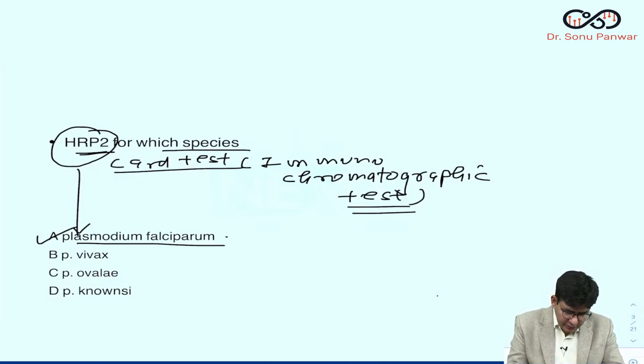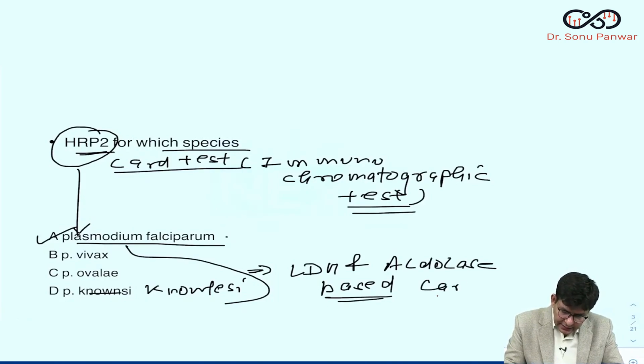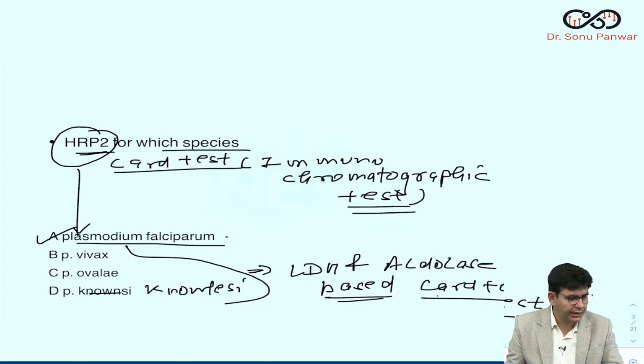And obviously for all others, that is Plasmodium knowlesi and the rest, you use the LDH and aldolase based card test. LDH and aldolase based card tests are used for the others. And here we have this HRP2 one, which stands for what, guys? Histidine rich protein. Is it fine? So this, I suppose, is also clear, you must have done that.